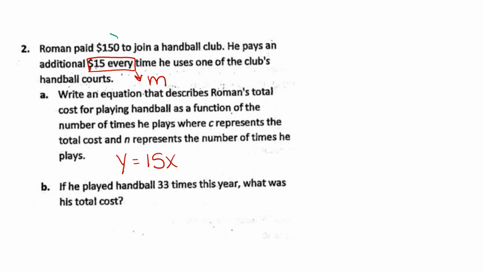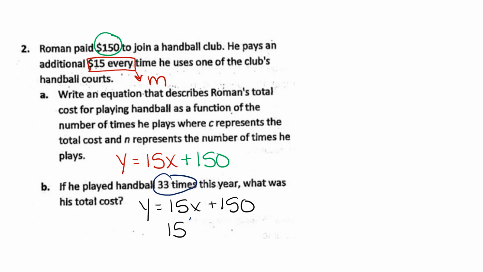The initial value is what he paid first. He had to pay $150 to join and then $15 each time to use the handball court. We're going to use that equation, y equals 15x plus 150, in order to solve for the value of 33 times.